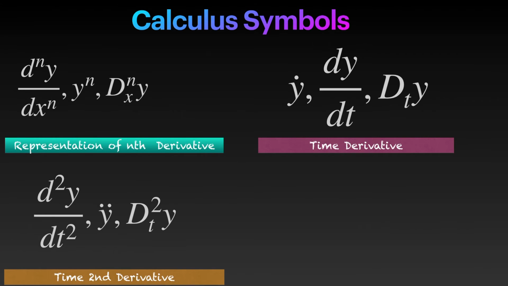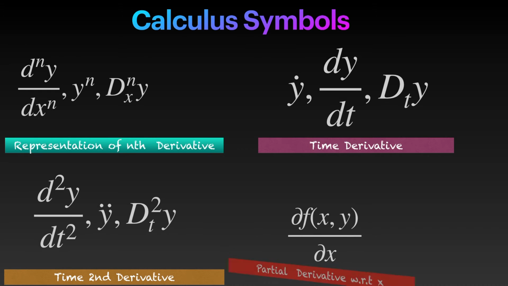The partial derivative of the function with respect to x is represented by partial f by partial x. We apply partial derivative when we have a function of two or more dependent variables. Here f is a function of two variables x and y.